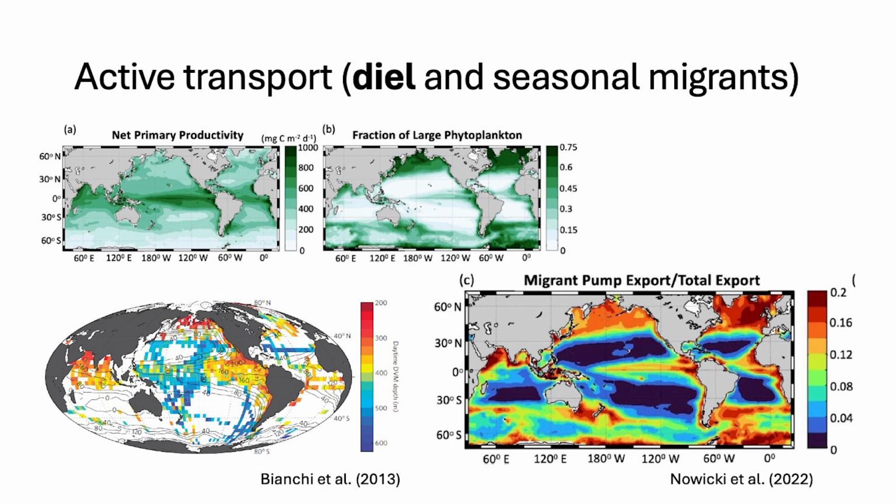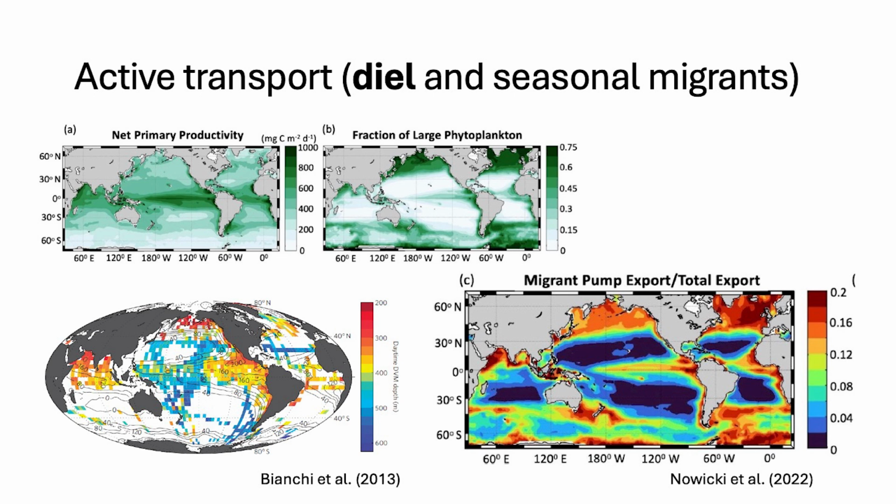This figure shows the proportion of the migrant pump export divided by the total export. If you look at this, first off, you see that across the globe, it's generally less than 20% of the export. Second, another important thing is that it looks a lot like the fraction of large phytoplankton, which makes sense because the migrants are eating the large phytoplankton. And we can apply this figure from Bianchi et al. to estimate how deep they're actually going. So we actually know where they're exporting this stuff.